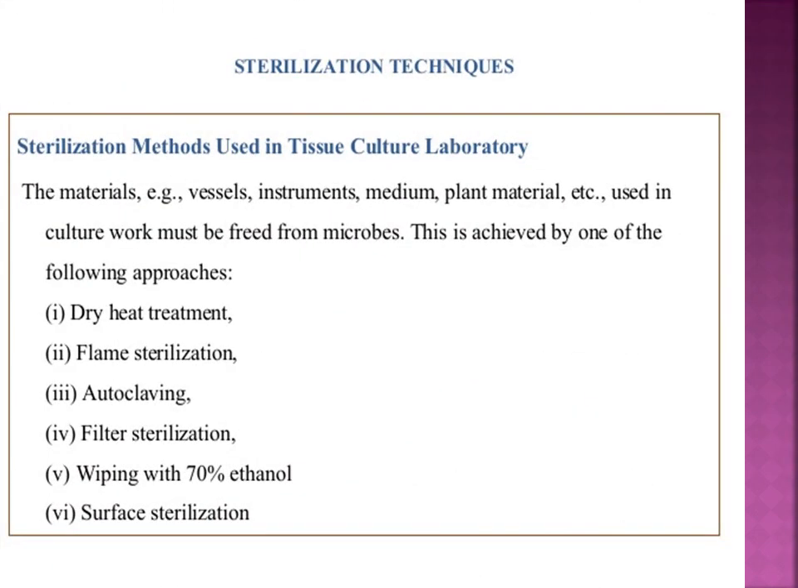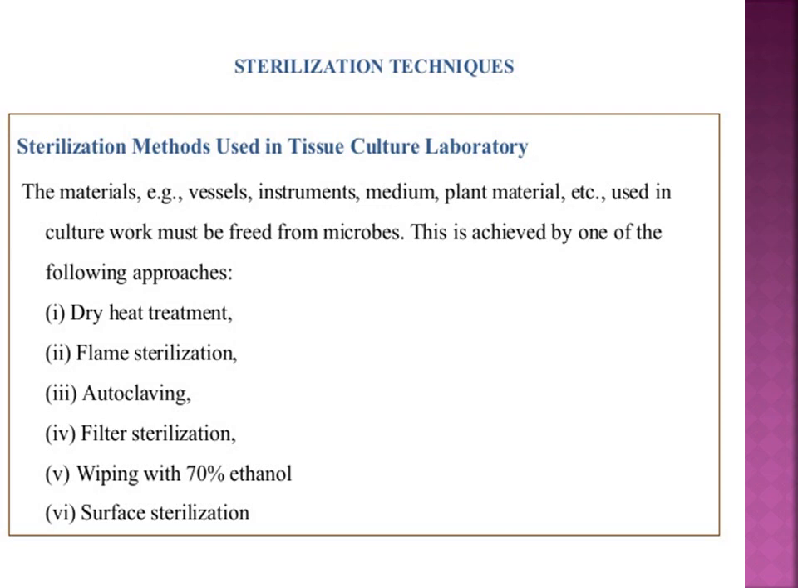So, what are the sterilization methods we use in the tissue culture laboratory? The materials, that is vessels, instruments, medium, plant material, everything that we use in culture work should be freed from microbes. This is achieved by one of the following approaches. First one, dry heat treatment, where the vessels etc. can be kept in a hot air oven where the temperature is around 120 degrees Celsius. So that will be dry heat. Second will be flame sterilization. That is also very required, and we use flames even in the tissue culture hood.